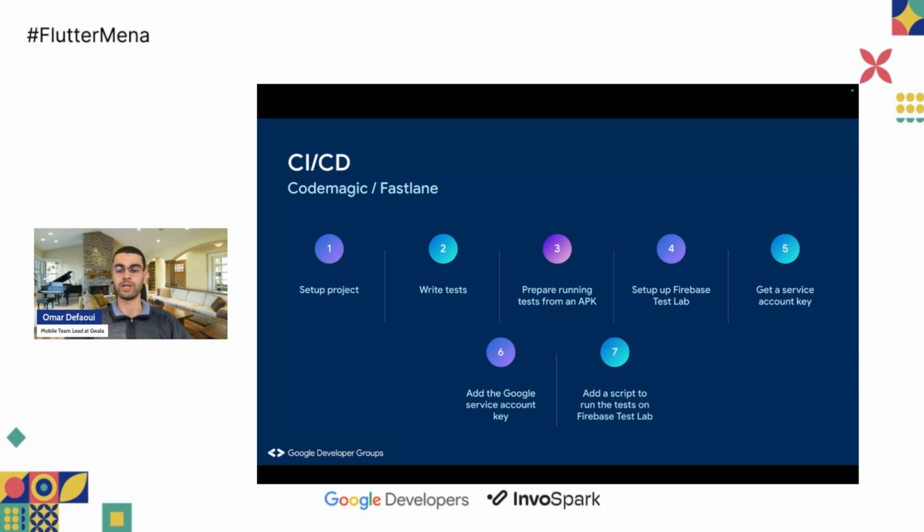What it will do is upload our generated file to Firebase Test Lab. It will wait for the run, and then it will get the results. And if everything is okay, it will continue running the pipeline. So this is the idea behind adding testing to our pipeline.